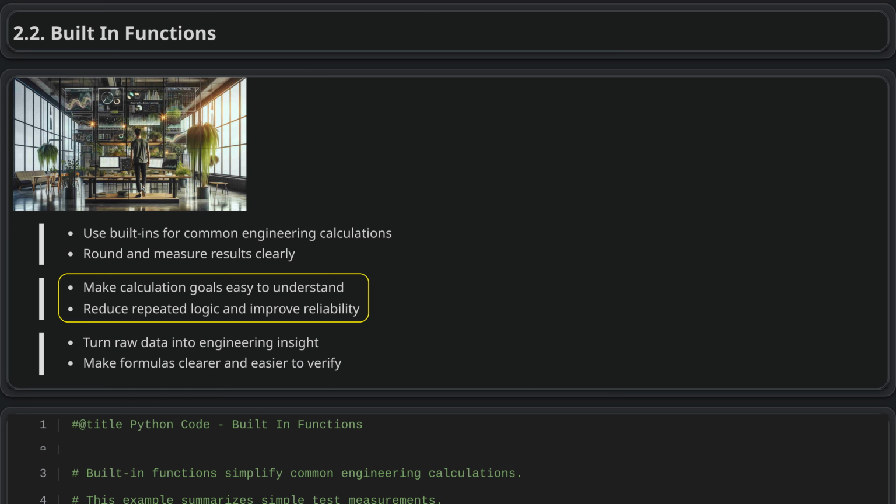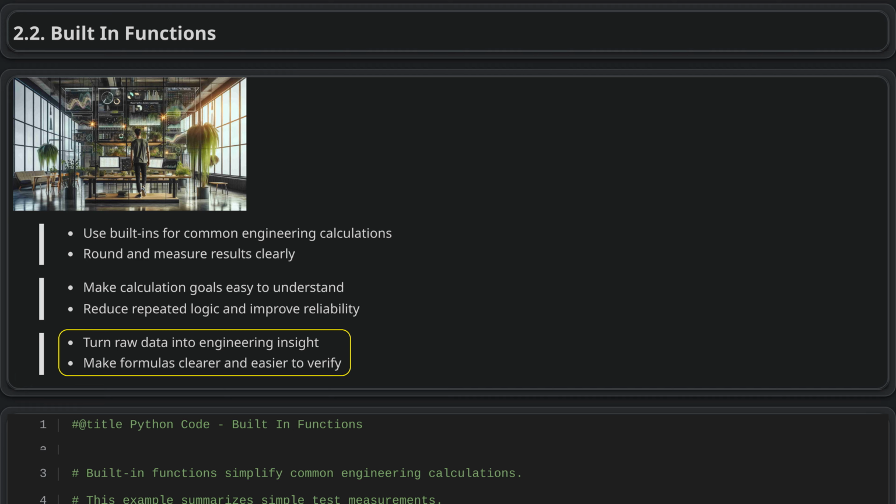Python's built-in functions make calculations clearer, shorter, and more reliable. They help engineers and analysts express tasks like finding a maximum load or minimum clearance directly, without repeating extra logic. This keeps attention on the engineering decision, rather than the mechanics of the computation.